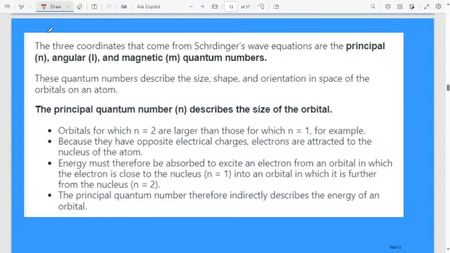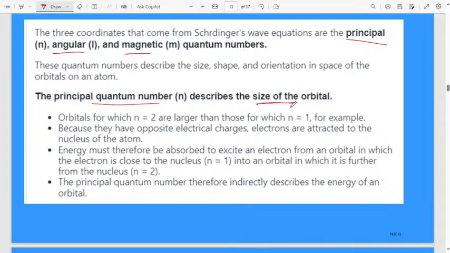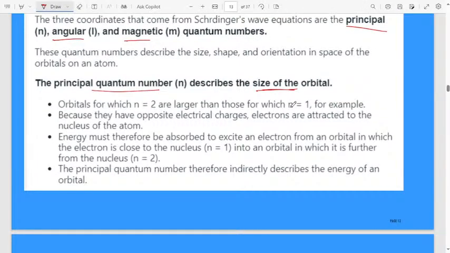The three coordinates that come from Schrodinger's wave equation are the principal, angular and magnetic quantum numbers. First, let us consider the principal quantum number. What does it describe? It describes the size of the orbital. The size of the orbital is described by the principal quantum number. Remember, orbitals with n equal to 2 are larger than those with n equal to 1, for example, because they have opposite electrical charges, electrons are attracted to the nucleus of the atom.